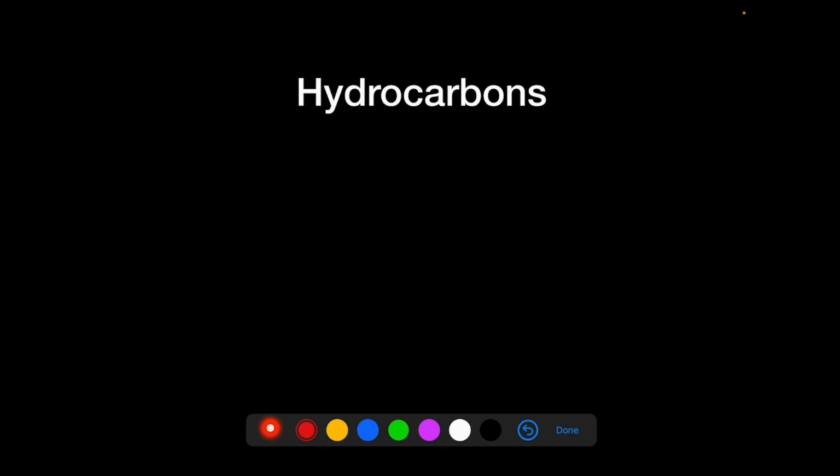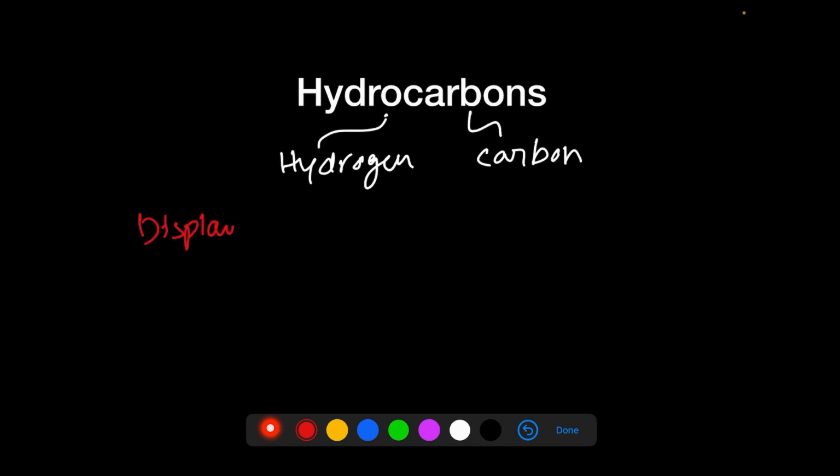So firstly, we'll be covering hydrocarbons. Hydrocarbons are compounds containing only hydrogen and carbon. Now we look at the three types of formula. We have a displayed formula, a structural formula, and a molecular formula.